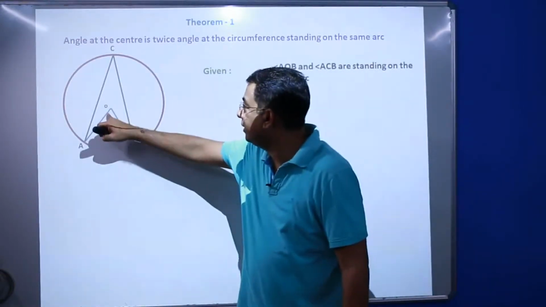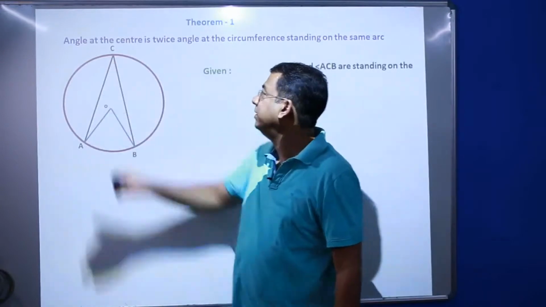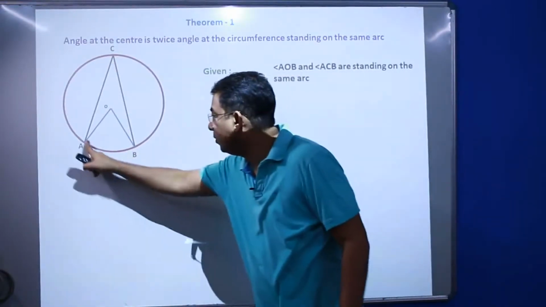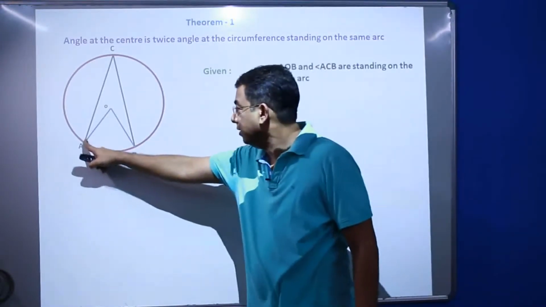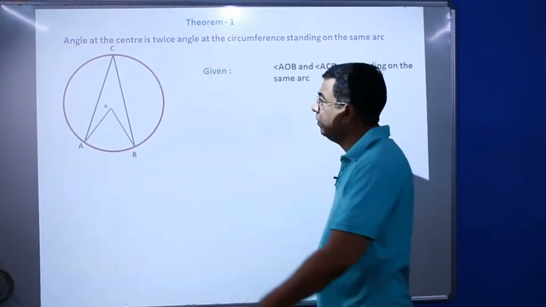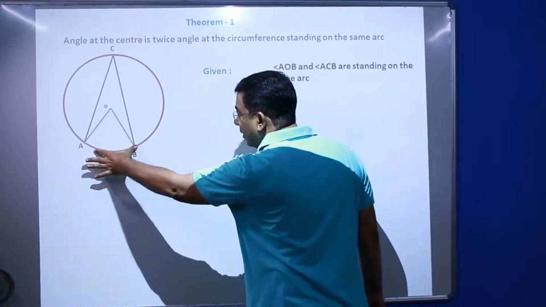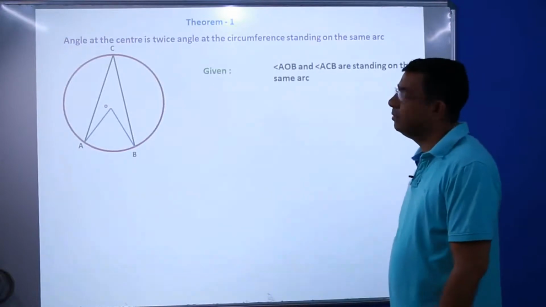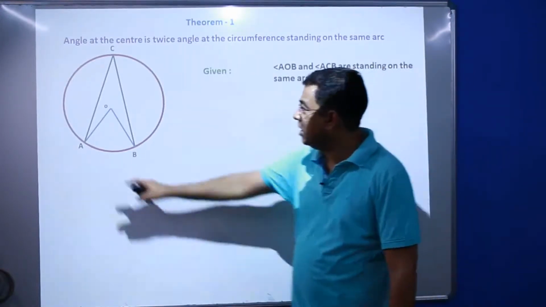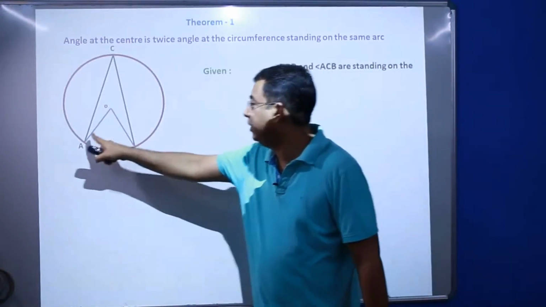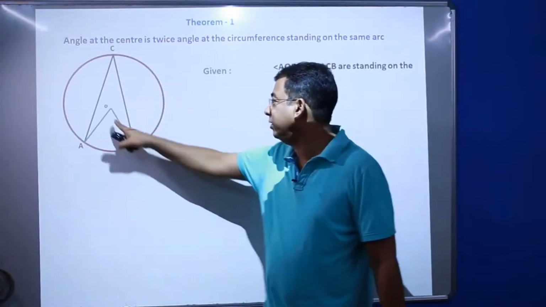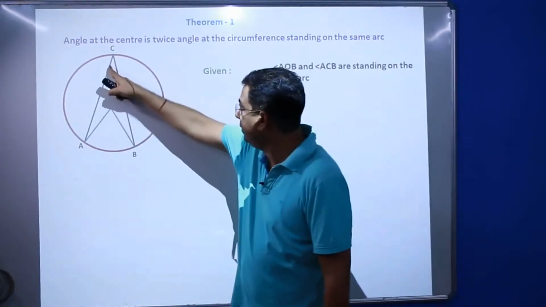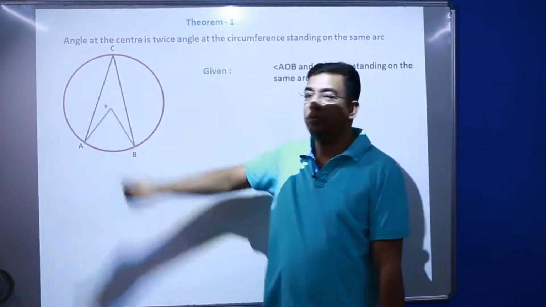If there is an angle at the center as well as angle at the circumference, both standing, that means the legs of the two angles are touching the same arc. This is the condition required. So if both these angles are standing on the same arc, then they are related. How are they related? The angle at the center has to be twice angle at the circumference. That means angle AOB has to be double of angle ACB. So if AOB is 100 degree, ACB has to be 50 degree. If ACB is given as 10 degree, then this has to be 20 degree.